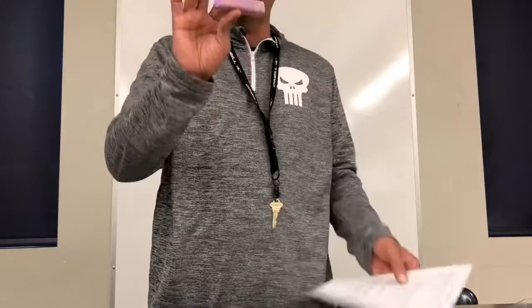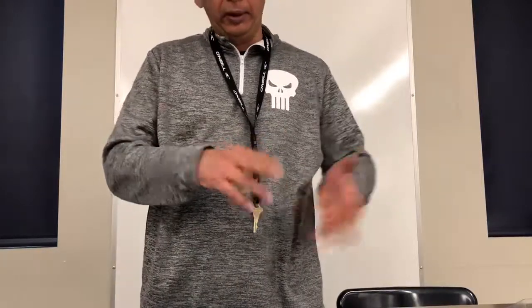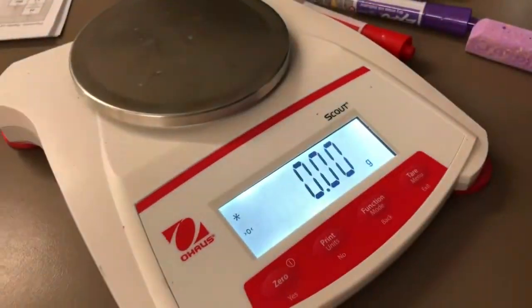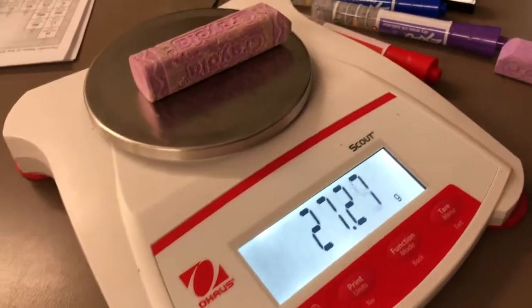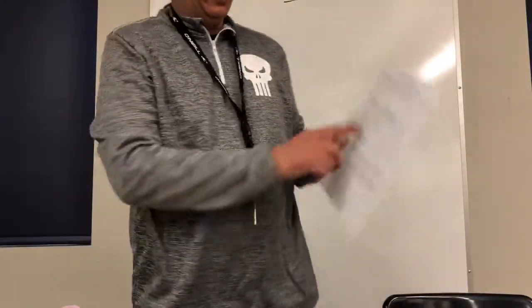In box A, what we're going to be doing is we're going to find out what's the mass of this piece of chalk first. So we got to turn this thing on, wait till it says 0.00 and the little g. Let me move this camera so you can see this a little better. We got 0.00. I'm going to throw that on there, and that says I have 27.29 grams. Now I'm going to write 27.29 grams in box A.